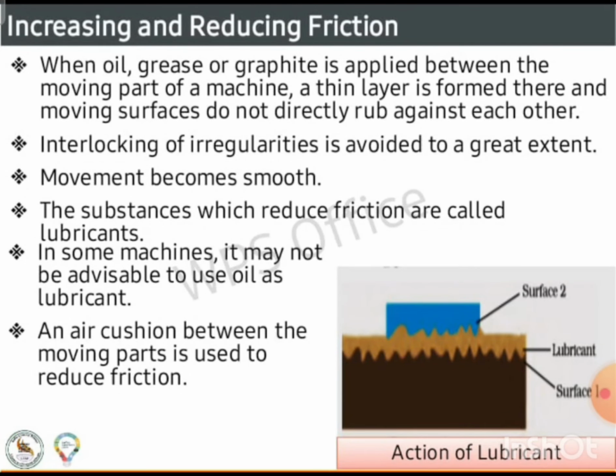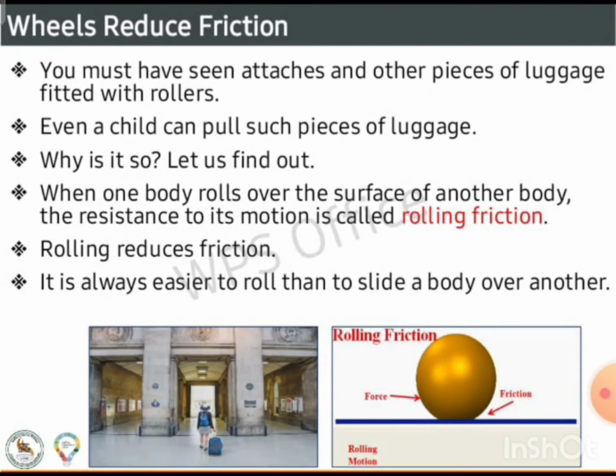When oil, grease, or graphite is applied between the moving parts of a machine, a thin layer is formed there and moving surfaces do not directly rub against each other. Interlocking of irregularities is avoided to a great extent. Movement becomes smooth. The substances which reduce friction are called lubricants. In some machines, it may not be advisable to use oil as a lubricant. An air cushion between the moving parts is used to reduce friction.